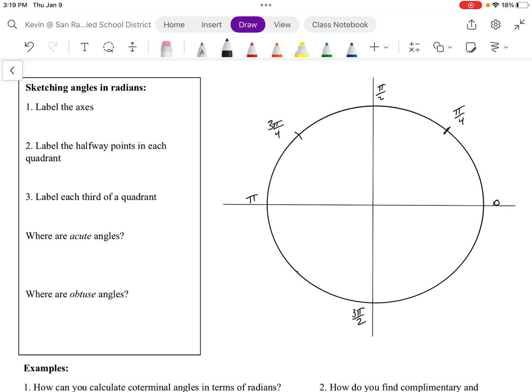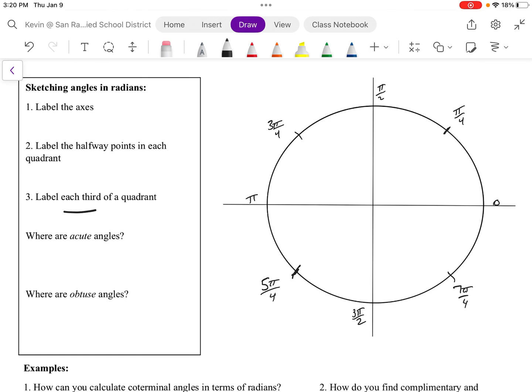Coming down here, halfway between pi and 3 pi over 2, we had 3 pi over 4, 4 pi over 4, 5 pi over 4, 6 pi over 4, which reduces down to 3 pi over 2, and then here is 7 pi over 4. So those are all of our halfway points in our quadrant.